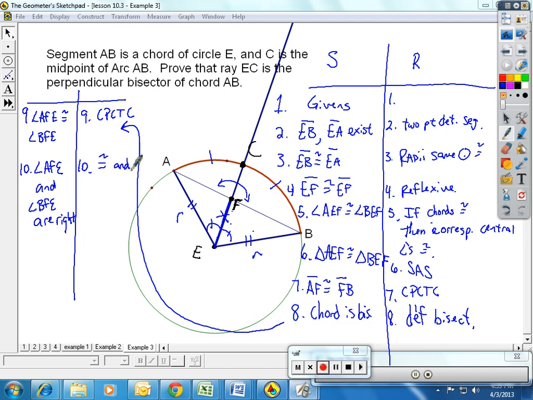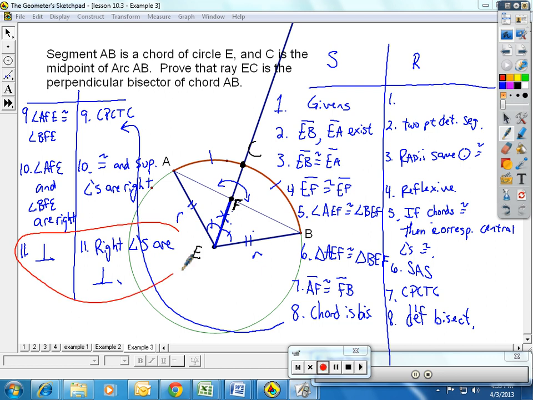Congruent and supplementary angles are right, and therefore perpendicular. Right angles are perpendicular. We have proven what we wish to prove, and that is a perpendicular bisector. So there's an application of the theorems from the lesson.